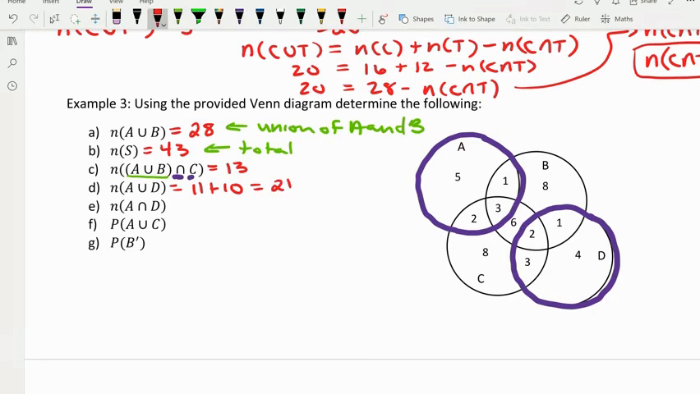Oh, look, the next one asks for the intersection of A and D. Notice those two circles aren't overlapping. There is no intersection. The intersection is equal to 0.